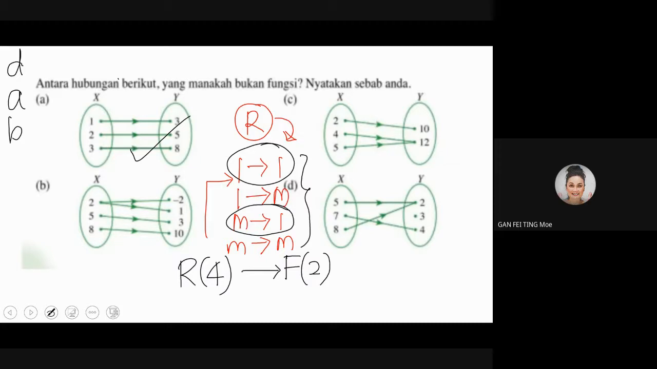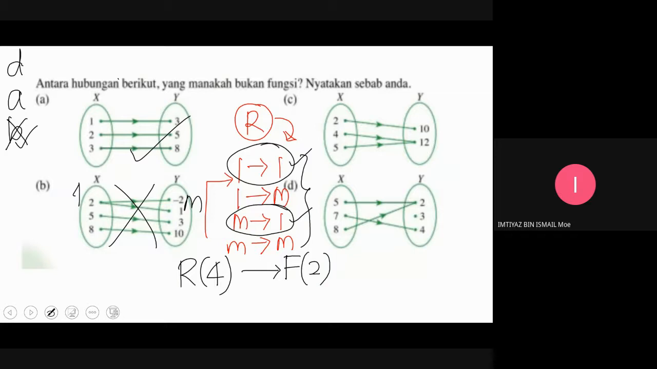How about B? From your left, the element in X, 2, goes to Y, and you have 2 elements. 2 goes to negative 2 and 2 goes to 1. So this is one to many. Do you agree with me? Yes. So for B, the first pair you indicate is one to many. Is one to many a function? Check what we mentioned just now. Function is only these two. No. So this is out. B is not a function.